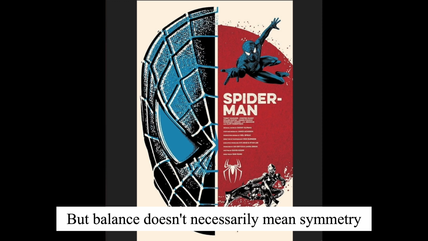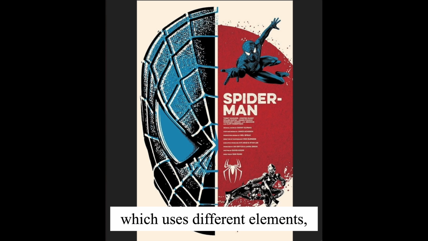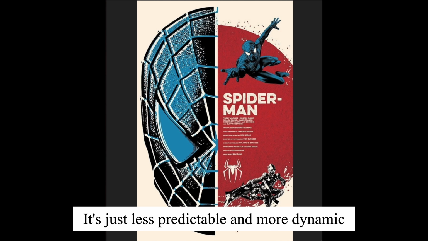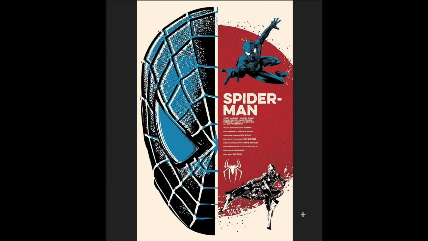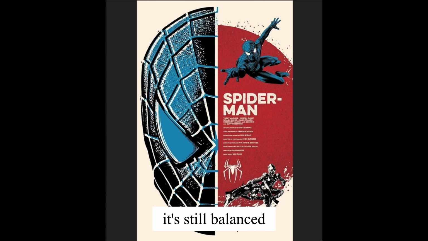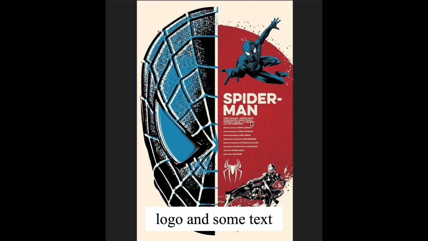But balance doesn't necessarily mean symmetry. There's also asymmetrical balance, which uses different elements but distributes them in a way that still feels visually even. It's just less predictable and more dynamic. In this case, the Spider-Man poster uses asymmetry even though it's still balanced. On this side over here, there's a large half of Spider-Man's face, which isn't on this side. Instead, there's a red half circle, as well as some elements showing Spider-Man and the logo, and some text.